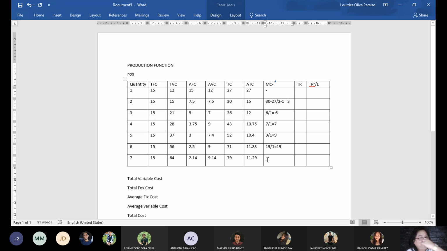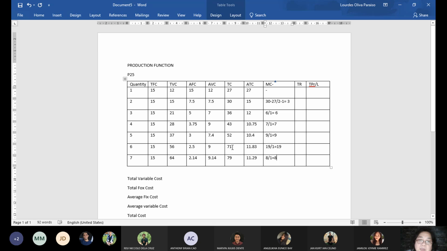And then you will have 79 minus 71 now becomes 8. Divided by 1 equals 8. Tama ba? Okay, tatandaan nyo ha.